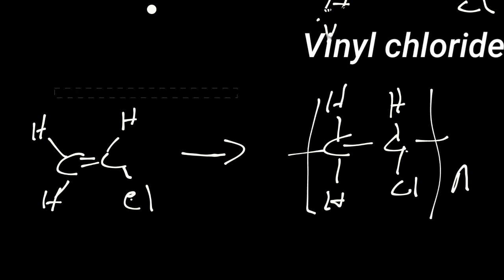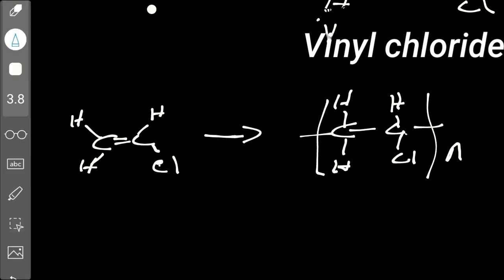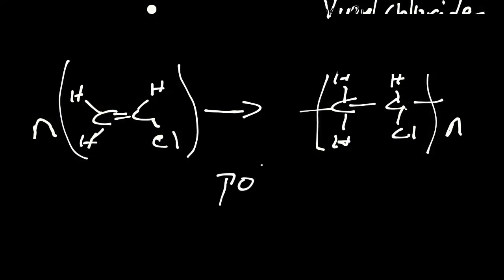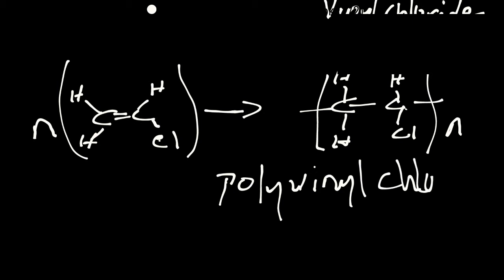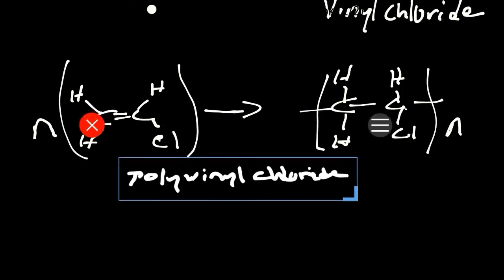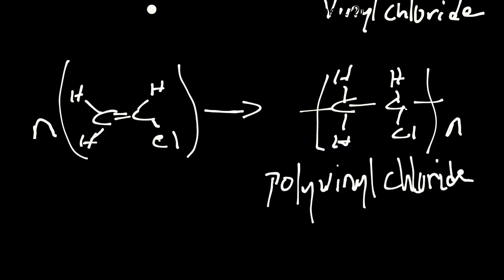You add n to indicate the number of vinyl chloride units used. You also have to add n on the reactant. So this is how you can produce polyvinyl chloride from ethyne. Remember, this happens at a certain temperature that I do not remember, so you go and find out, and also the pressure at which it happens.